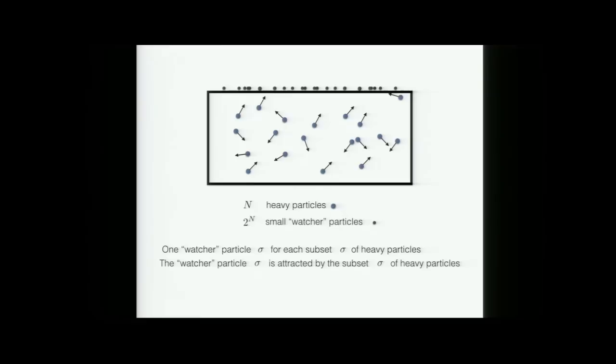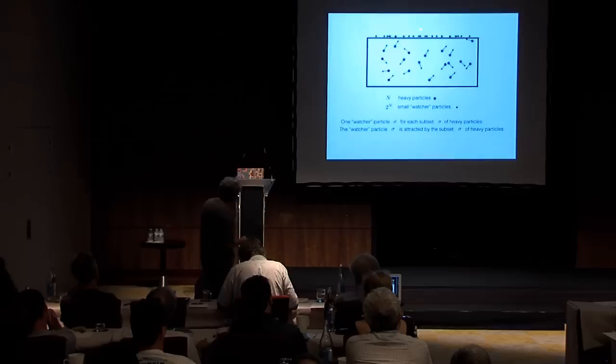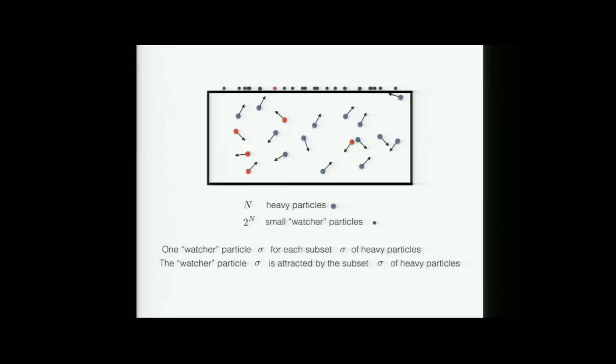And I just imagine some physics, let me invent some physics for you, where the watcher particle sigma is attracted by the subset of particles. So for instance, let me do it for a second. There is a particle here, which is this one, which is related to this, and the particle is attracted by this, just super simple physics. Each one is attracted by a different one, okay? You got the picture. So now what happens?